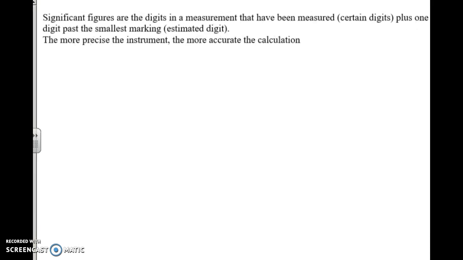Again, reading to you, it says if a measurement is reported with either too many or too few digits, it is not possible to tell how precise the measurement really is. A calculator exaggerates the precision of a calculation by reporting too many digits. Significant figures are used to indicate precision. Significant figures are digits in a measurement that have been measured, or certain digits that we are very certain of, plus 1 digit past the smallest marking, which is the estimated digit. So the more precise an instrument is, the more numbers you're going to have and the more accurate your calculation.